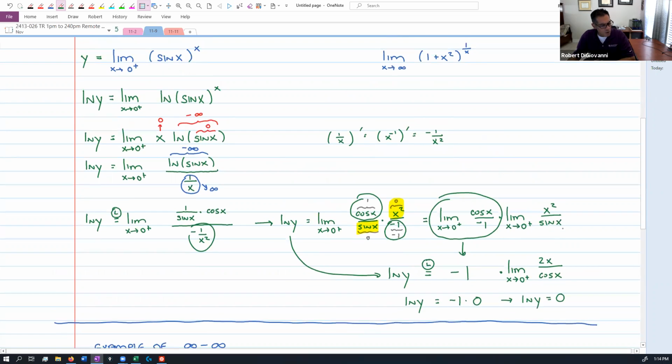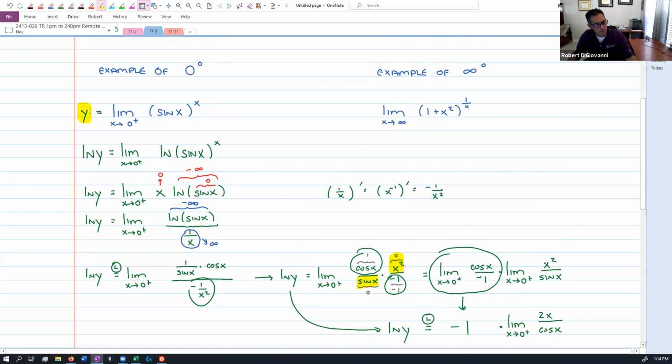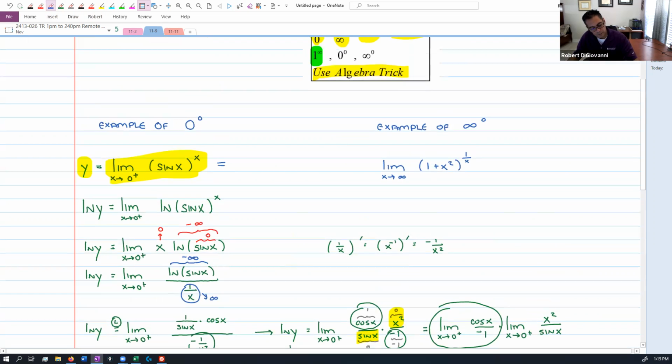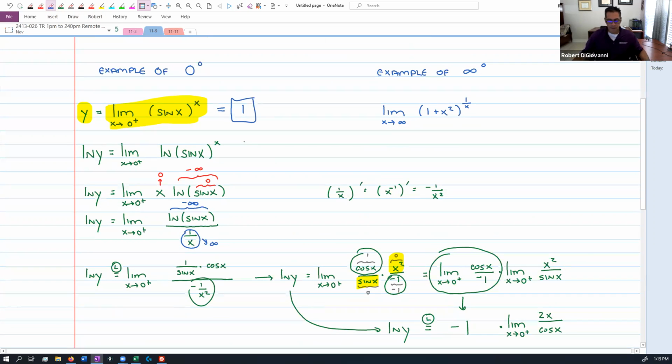And now we want to know what y is, right? Isn't that what we wanted? What's y? y is this limit, right? What we know right now is what natural log of y is. So to get y, we have to kill off the natural log. So we come in here and we compose both sides with e. So e to the natural log of y is y, and e to the 0 is 1. So I'm basically taking e and raising it to both sides. So our answer is 1. Questions?